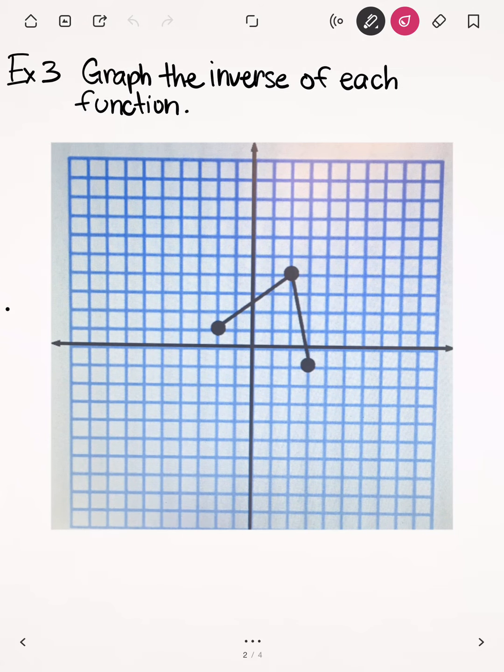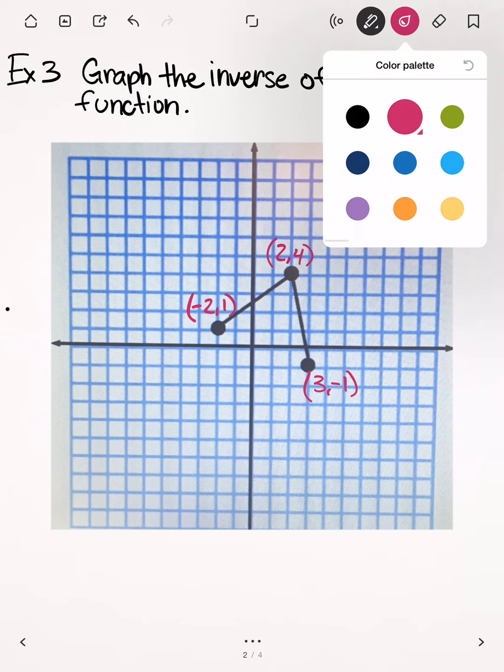Moving on to example 3, it says graph the inverse of each function. So this time we're given a graph, and we're going to want to end up switching the x and y values and regraphing the inverse. So I'm going to go ahead and label these points. So I have -2, 1. I have 2, 4 right here. And this point I have 3, -1. So I'm going to go ahead and switch the x and y values, and I'm going to graph it.